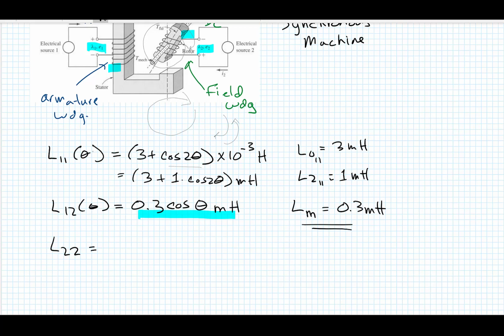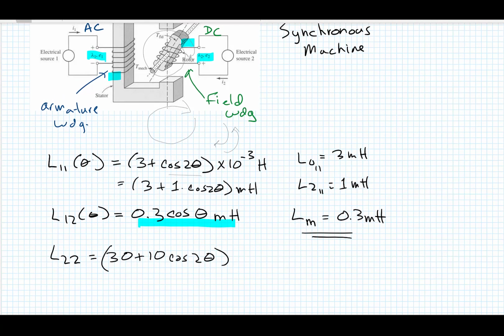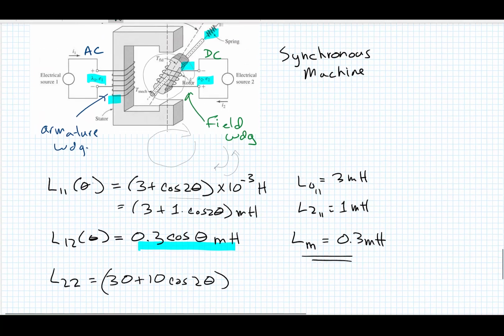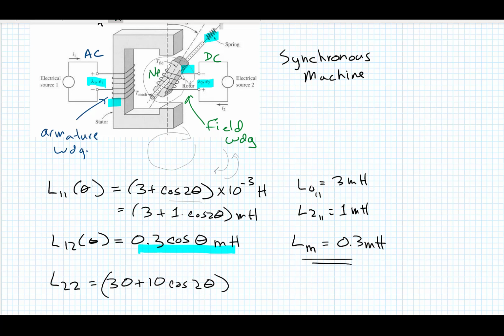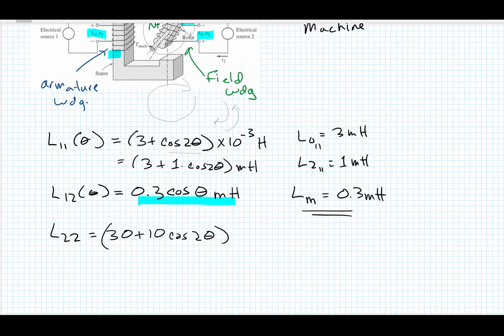In this case, it's such a weird structure, but it's 30 plus 10 cosine 2 theta, probably because the winding on the field has a lot of turns, which is typically true of field windings, and you typically have fewer turns on your armature winding. So it's 30 plus 10 cosine 2 theta millihenries, which says that you've got a static self-inductance of 30 millihenries and a varying self-inductance of 10 millihenries peak.